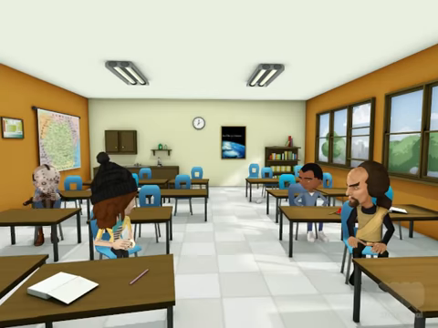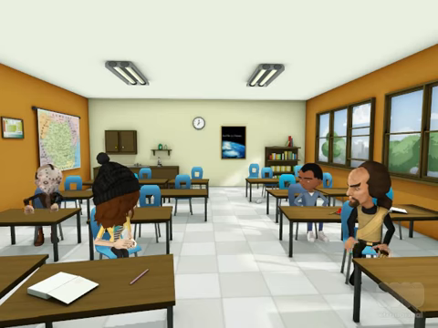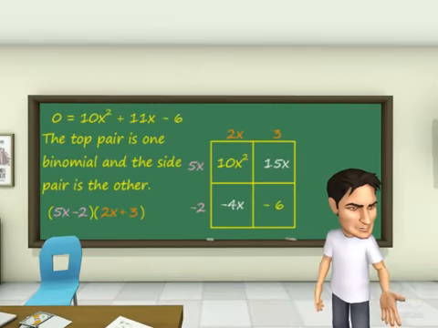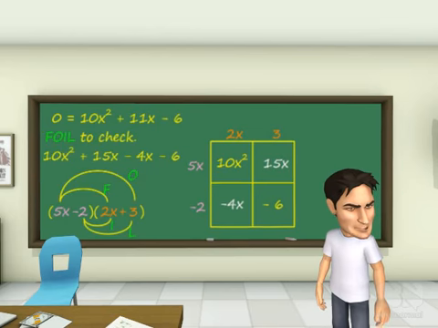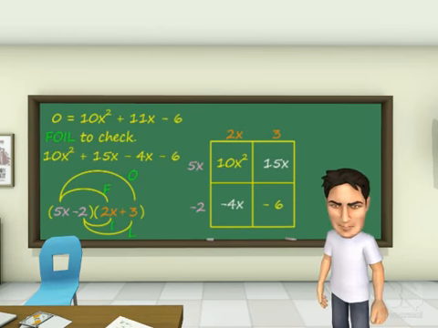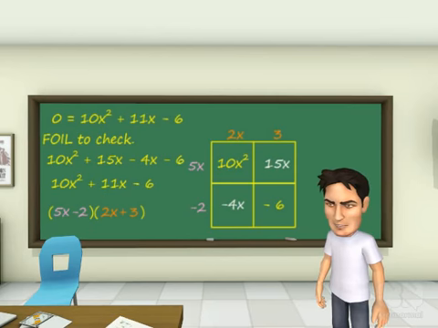Yay. Not so fast, Zorg. I think we should check our answer, right, Mr. Waite? Excellent point, Haruka. Always check your work. We FOIL to check. Firsts, outers, inners, and lasts. Then we add like terms and we see our product matches the original expression.